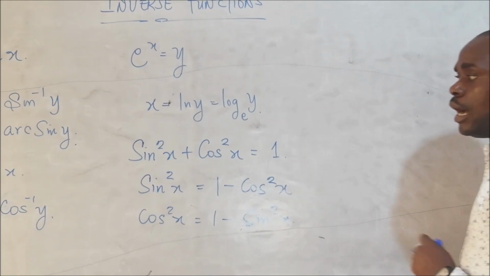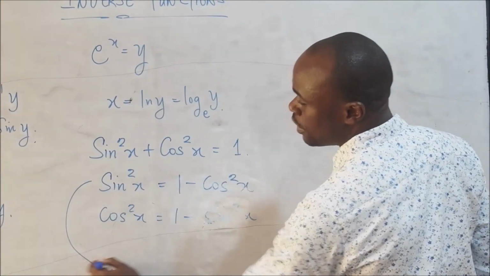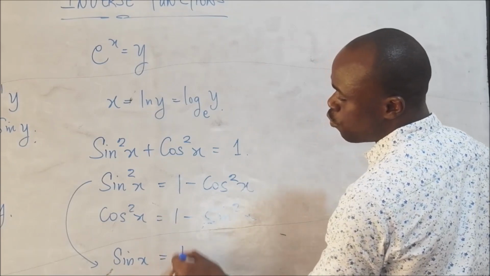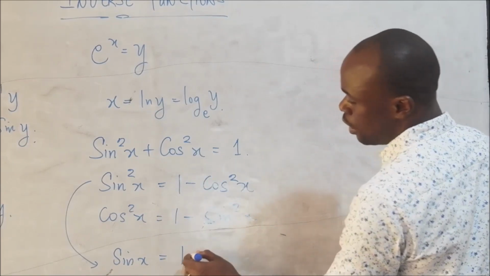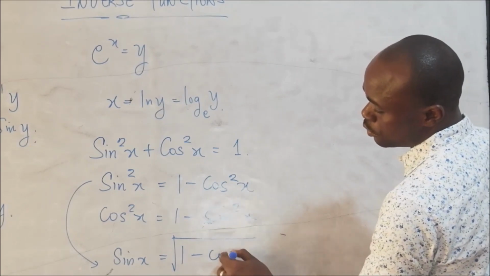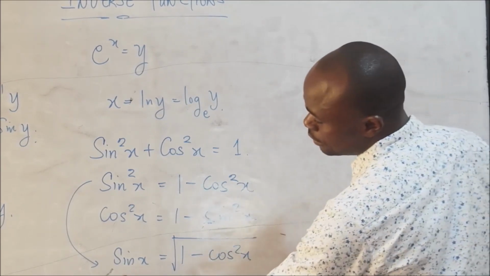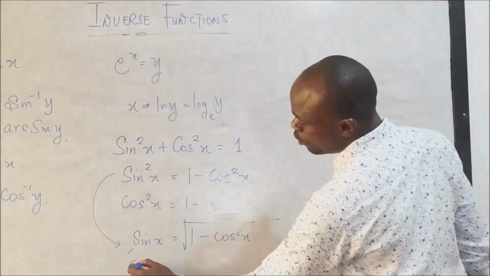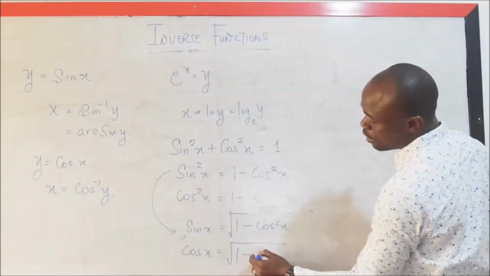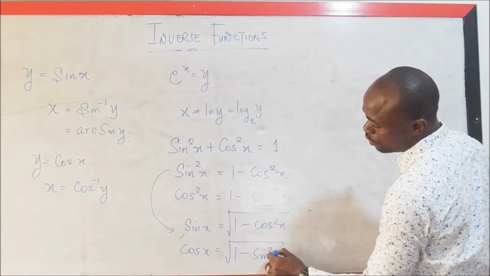So this can also be written as sine x equals the square root of 1 minus cos square x, and cos x can be written as the square root of 1 minus sine square x.